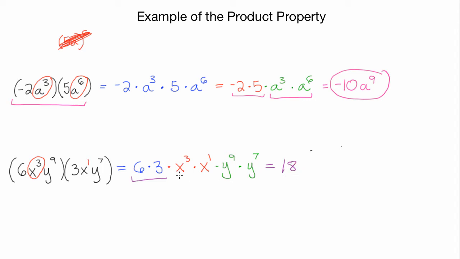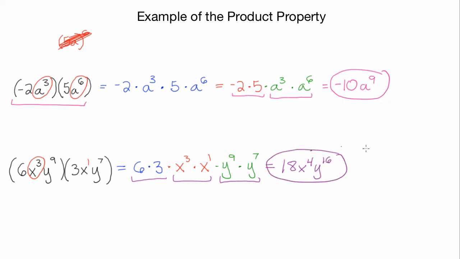and then the variables together, x to the third times 1 more x, that's going to be 4 x's, 3 plus 1 is 4, so that's 18 times x to the fourth. And now the y's, y to the ninth times y to the seventh, there's going to be 16 y's. 9 plus 7 is 16. So 16 y's all multiplied together. So I can write it as y to the 16th.